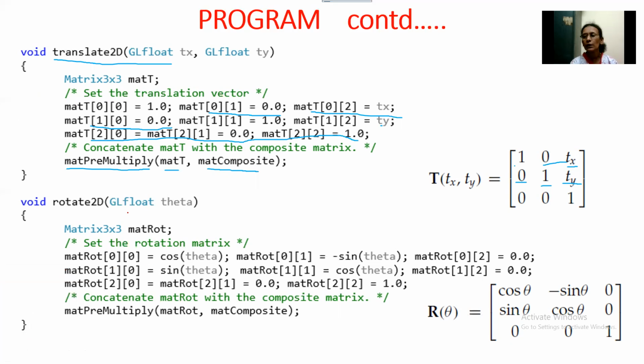Next, we see the rotation function. Rotation about the origin, R theta, is given by cos theta, minus sin theta, 0, sin theta, cos theta, 0, 0, 0, 1. Like your translation matrix, your rotation matrix, these three statements are going to fill up with these values. And then we pre-multiply the current matrix with the rotation matrix. So that is the function of the rotate 2D function.